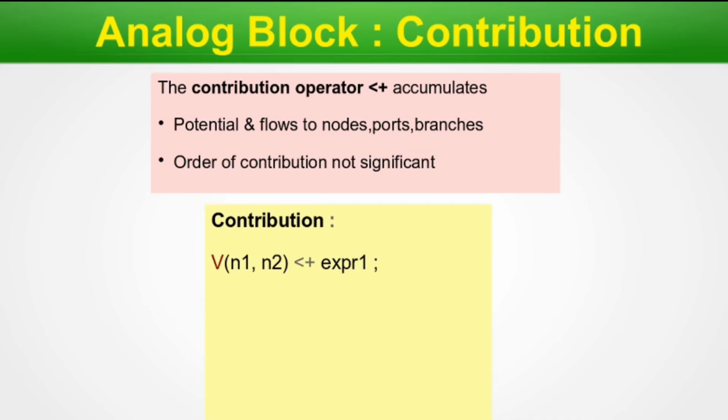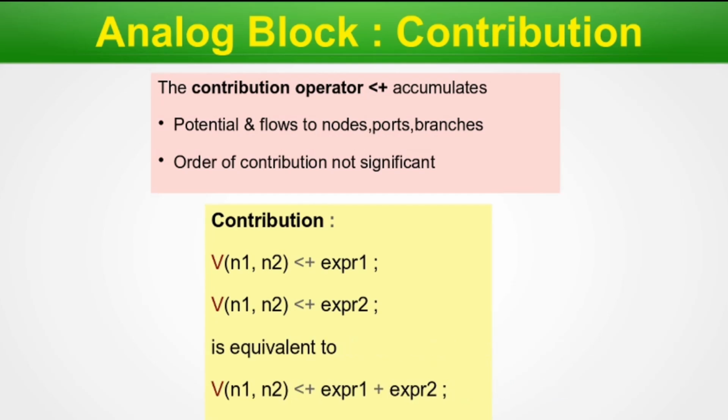Here, in the first contribution equation, expression 1 is contributing towards the voltage between node 1 and node 2. And expression 2 is also contributing to the voltage between node 1 and node 2. Both statements contribute to the same voltage. This is equivalent to the voltage between node 1 and node 2 being the contribution of expression 1 plus expression 2. This is what I was telling you: when the accumulation operator is used, there could be multiple contribution statements, but they are evaluated together. So we have described this.